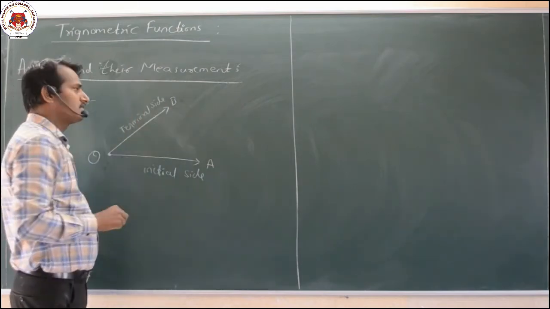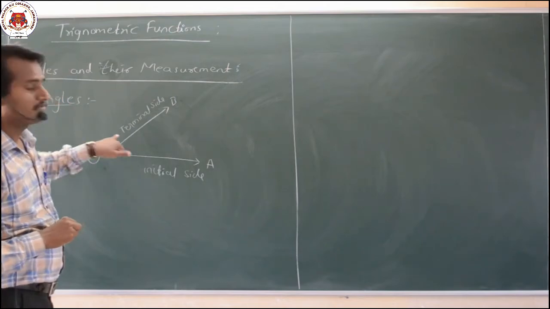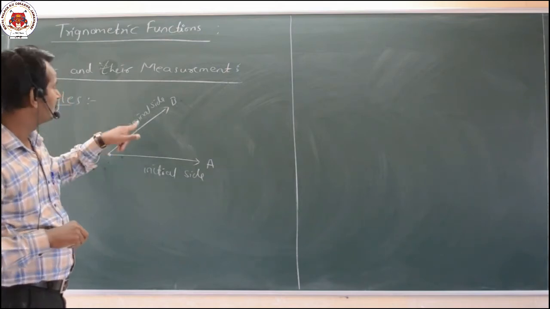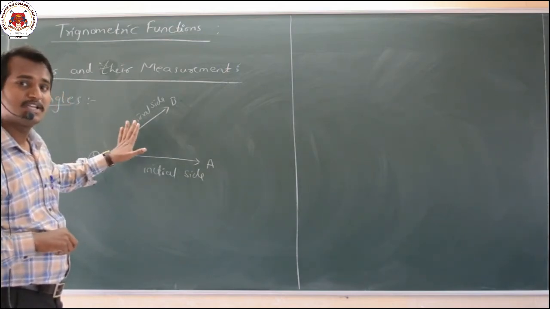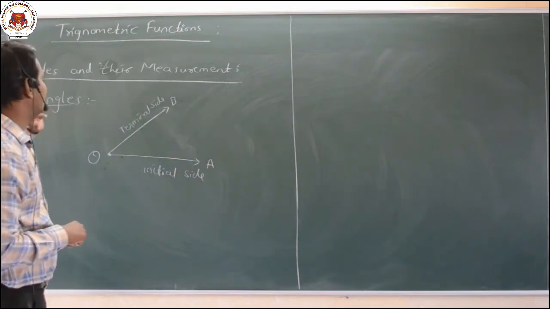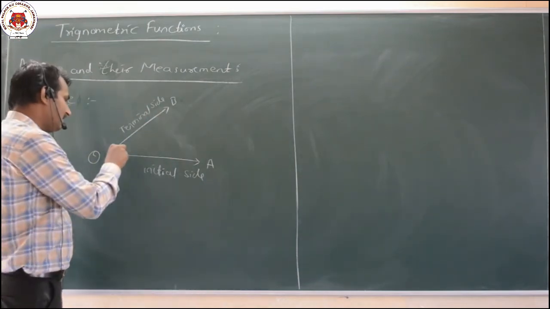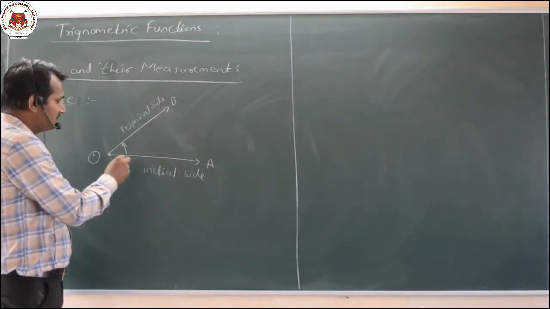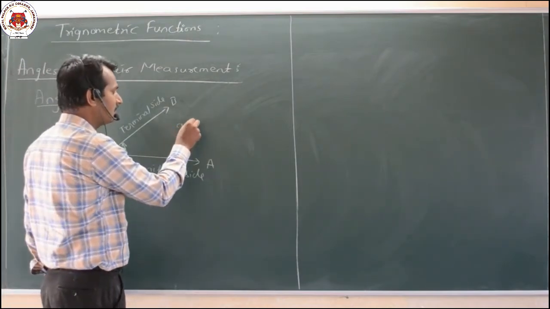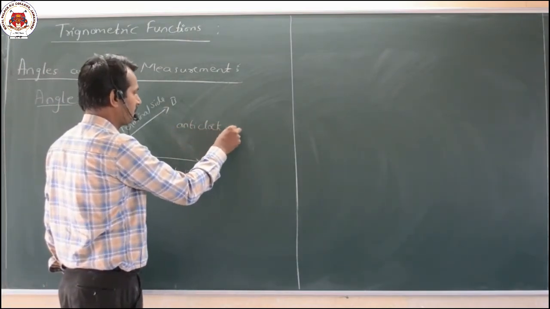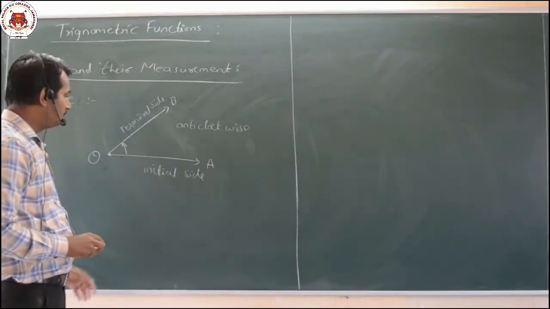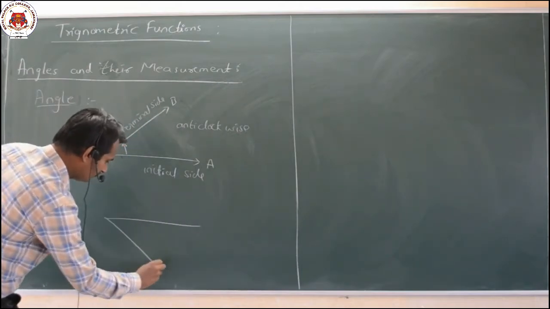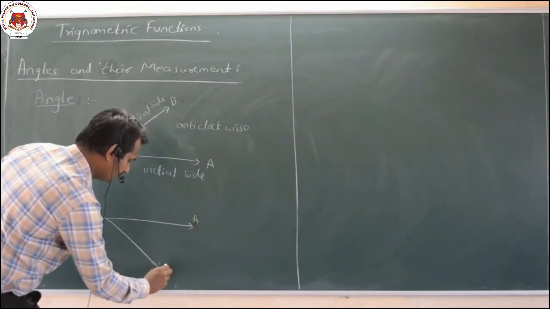Here we can observe that the amount of rotation of a ray, from the initial side to the terminal side, is said to be an angle. And here we are rotating in two directions. One is this manner, which is our anti-clockwise. And if we are rotating in the negative manner, that is a clockwise manner, here it is A and it is our B part.